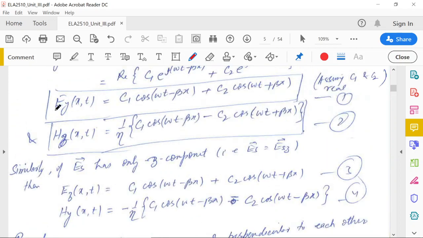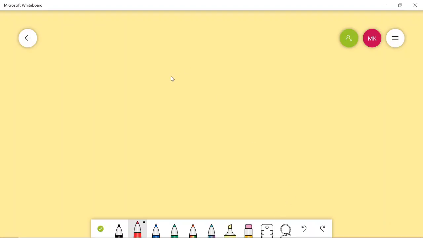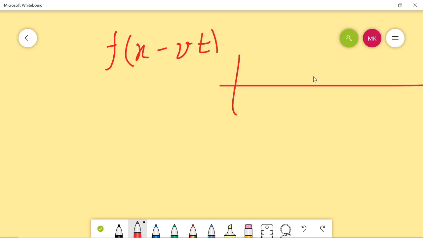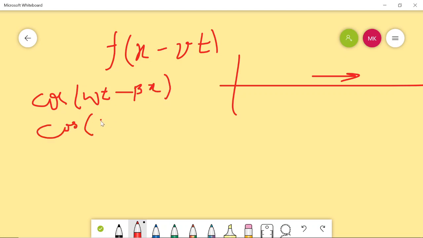So we have two equations, for the electric and magnetic fields. Now if we see this equation, it seems to be a function which is moving in the positive x direction as time passes. Similarly, this is a function which seems to be moving in the negative x direction as time passes. We have already seen this: if you have f of x minus vt, then this function f(x) is moving in this direction. Now take cos(omega t minus beta x), which can be rewritten as cos(beta x minus omega t).